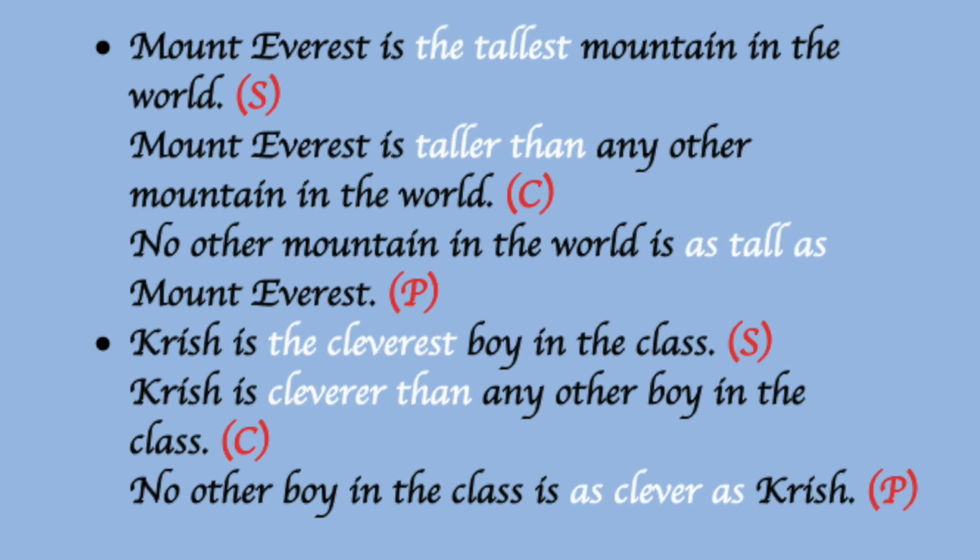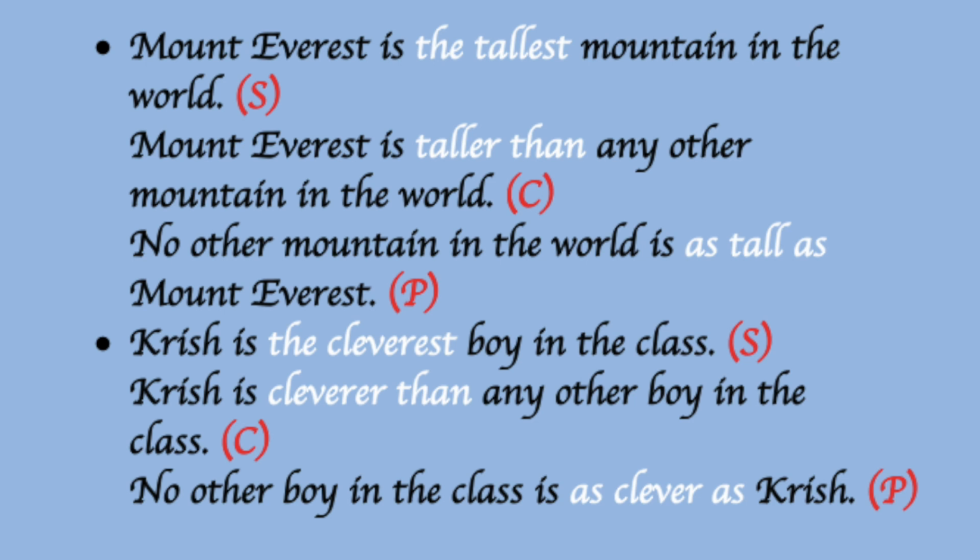See the next example. Mount Everest is the tallest mountain in the world. Here we used superlative degree because the est form of the adjective tall. So let's change this into comparative. Mount Everest is taller than what? Here we don't have any other mountain to compare with Mount Everest. So we can use here any other. So the answer is Mount Everest is taller than any other mountain in the world.